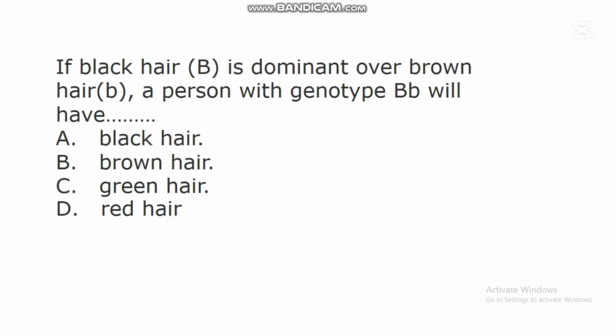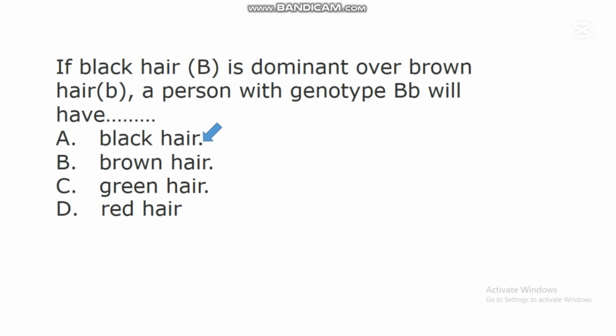The next question says, if black hair, B, is dominant over brown hair, a person with genotype BB will have dash. A. Black hair. B. Brown hair. C. Green hair. D. Red hair. In this question, the correct answer is A.